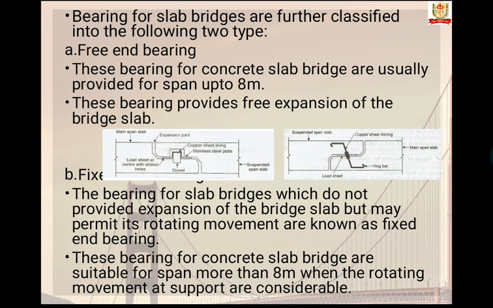Second is the fixed end bearing. The bearing for slab bridge which does not provide expansion of the bridge slab but permits its rotating movement is known as a fixed end bearing. These bearings for concrete slab bridges are suitable for spans of more than 8 meters when the rotating movement and supports are considerable.